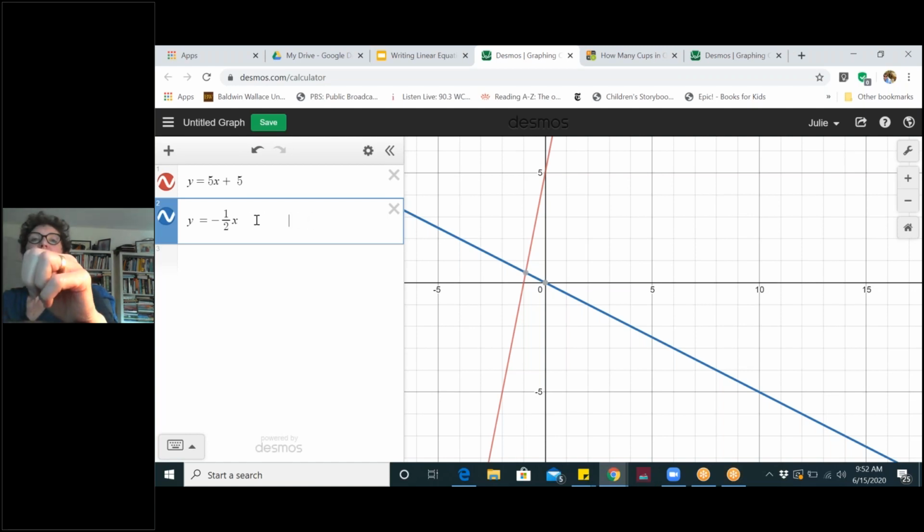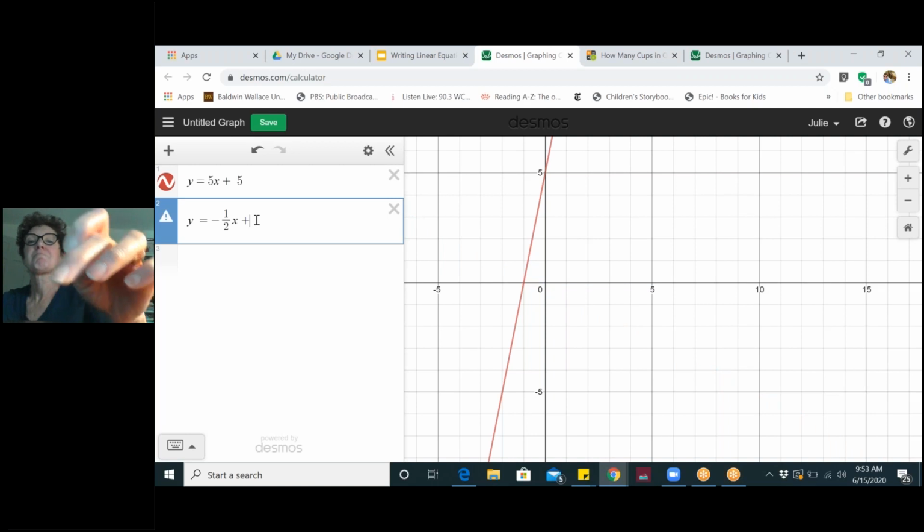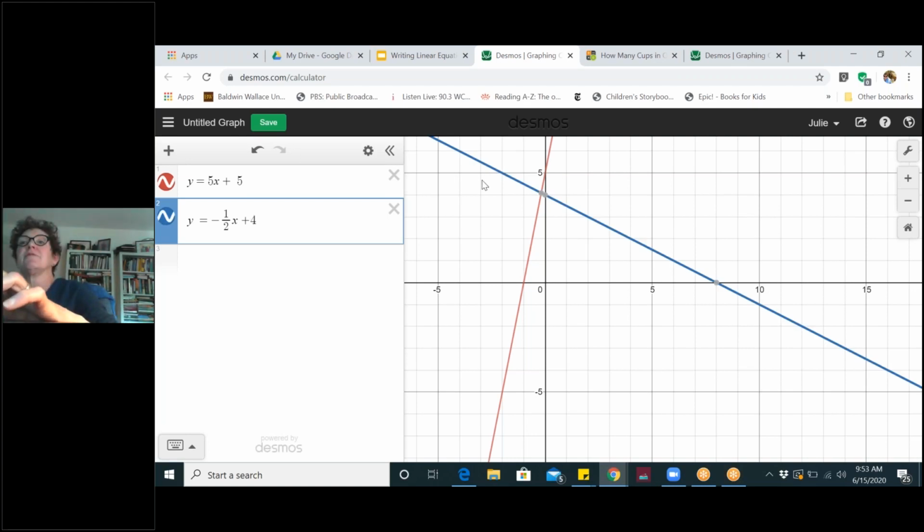Which line? The blue line? The blue line. So that's the B. If you change it, that's a starting point. It's going to move up the y-axis so that it's at 4. So it crosses the line at 4.